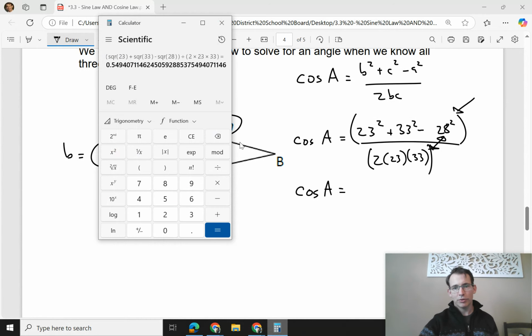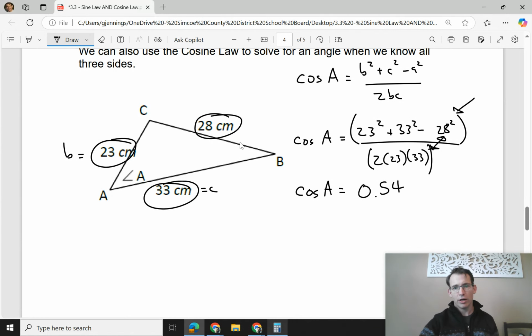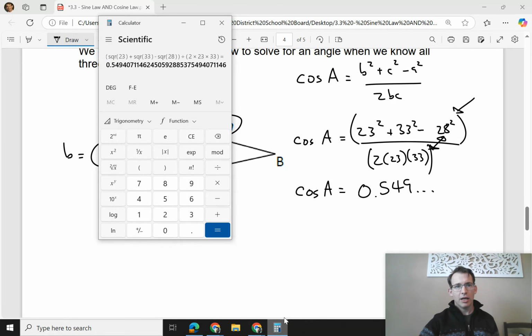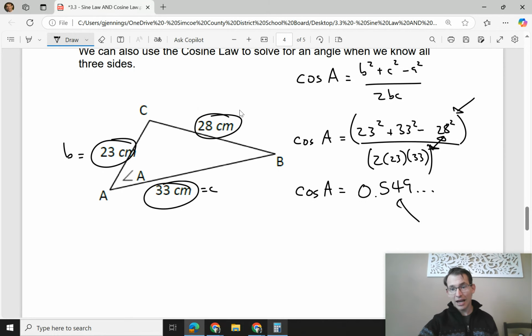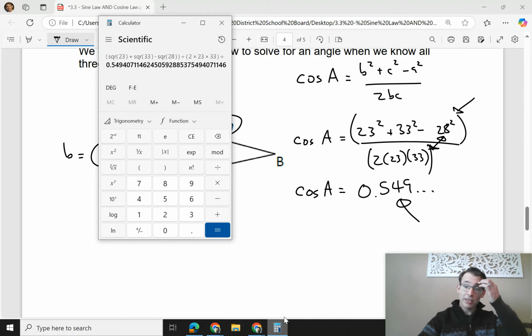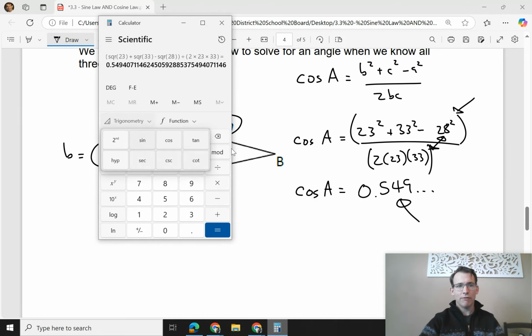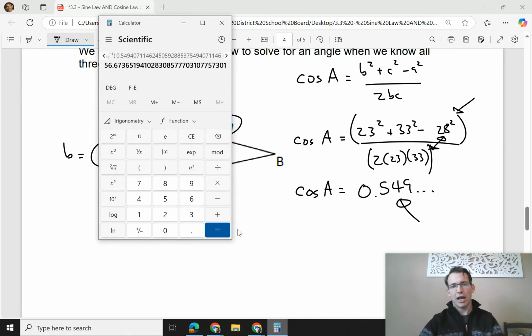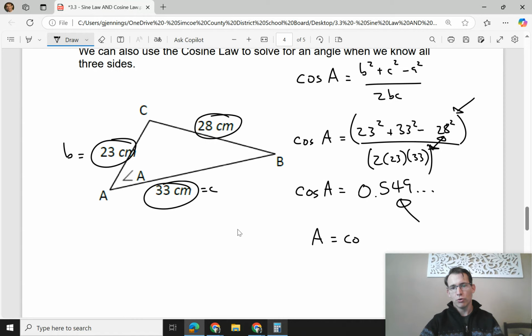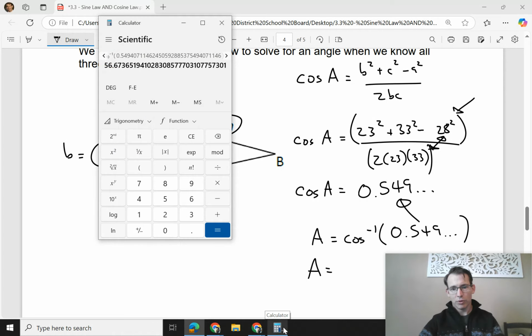So cosine A is equal to 0.549 some stuff. Okay? If I catch people clearing this off their calculator and typing that on your calculator, not only am I going to tell you you're wasting your time, but you're also losing accuracy, because this number, I'm never writing that whole thing down, but it's hecka accurate. Okay, so now I take the inverse cosine of that, and there's my angle. So A equals cos inverse of 0.549, blah, blah, blah, some stuff, which makes A equal to 56.6, so 57 degrees.